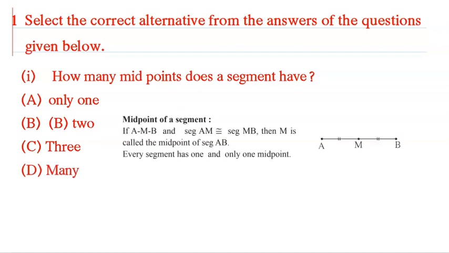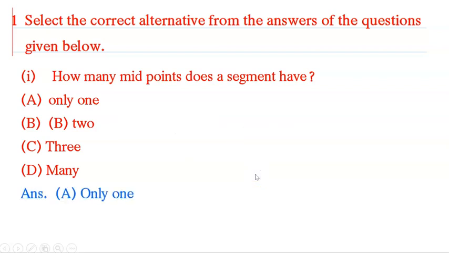Okay, now see this here. Midpoint of a segment: if M lies between A and B and the segment AM is congruent to segment MB, then M is called the midpoint of segment AB. It means that every segment has one and only one midpoint, and hence option A is the correct one. Only one midpoint. That is how many midpoints does a segment have? Only one point.